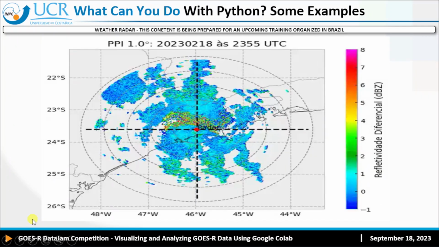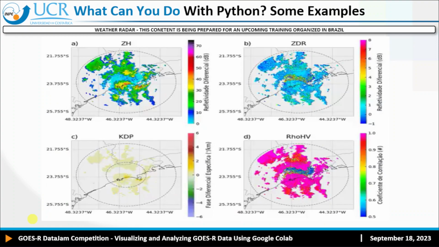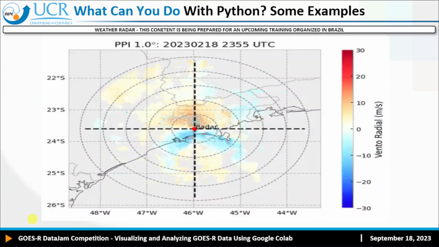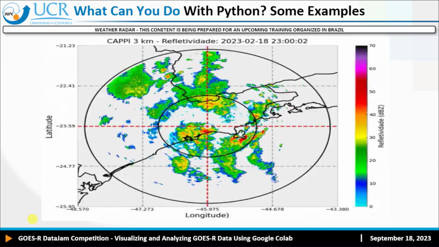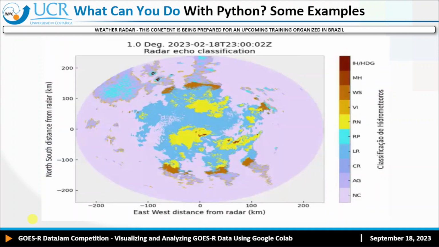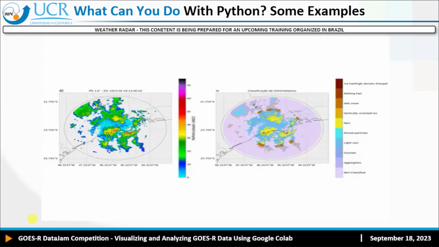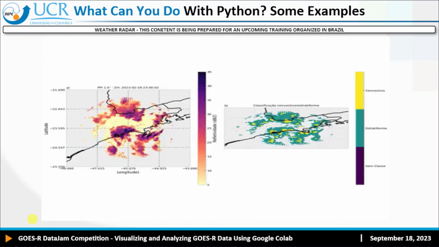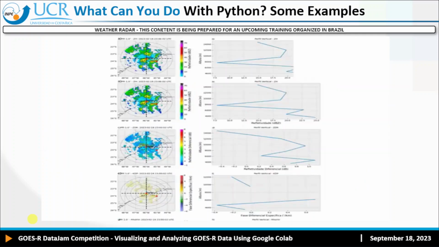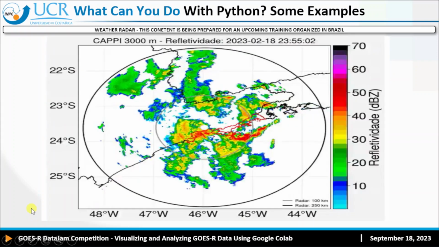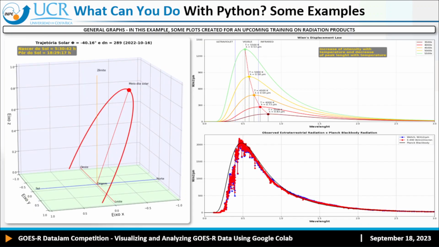It is also possible to process data from weather radars. For the US, we have data available for free in the cloud. It is totally possible to create many derived products with Python. Here we have some examples that we are preparing for an upcoming training here in Brazil. In the end, everything is possible.